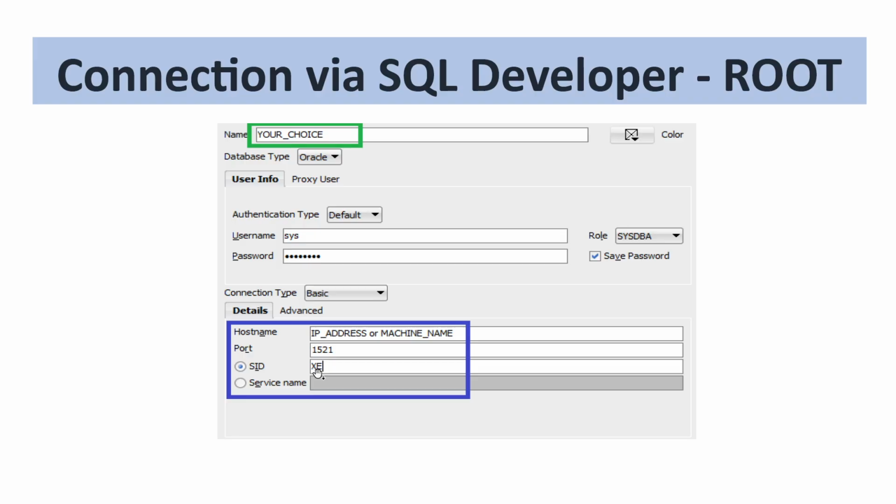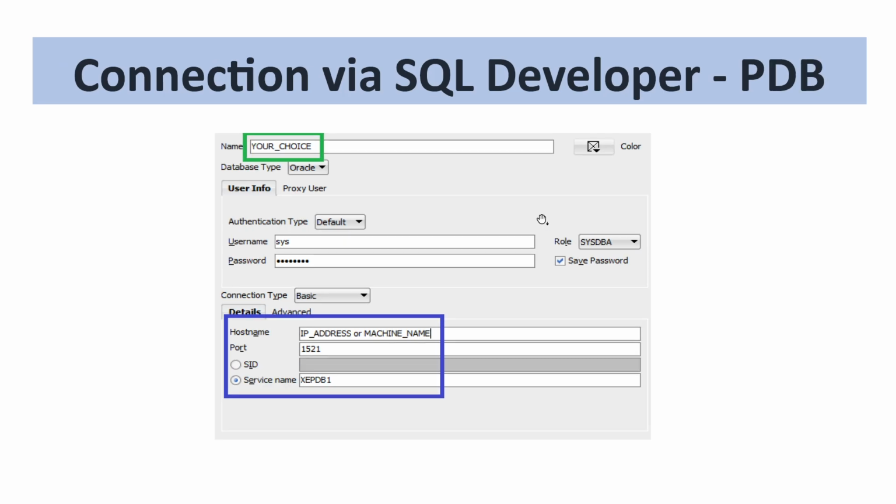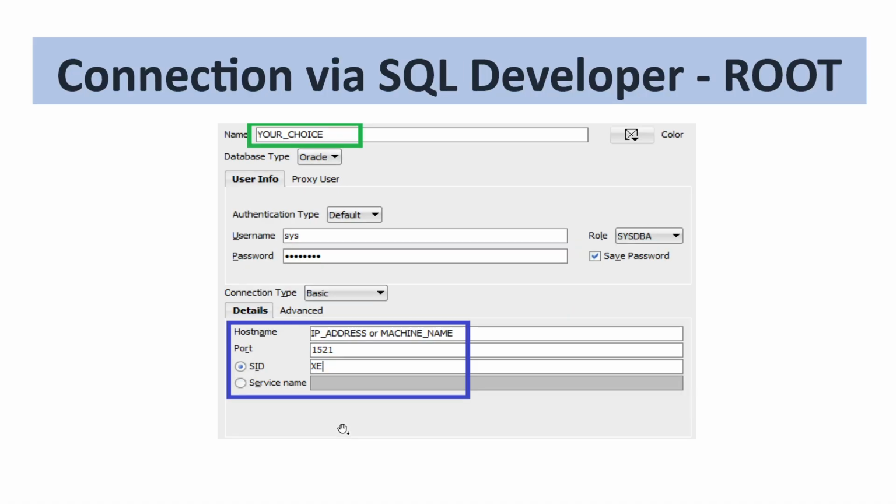When you use the SID as XC, Oracle SID as XC, you will get connected to the root container. If you want to connect to the PDB, instead of using the SID, you will use the service name, which is XC PDB1, the first default PDB that gets created. The rest of the parameters will remain the same. Now that we have seen everything, let us begin the labs.